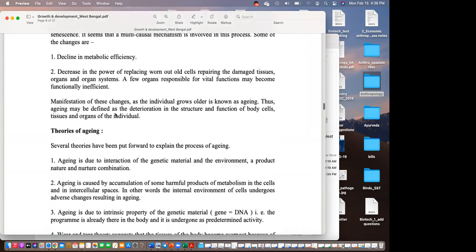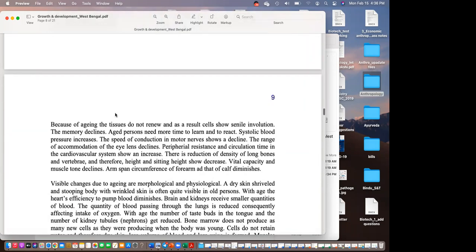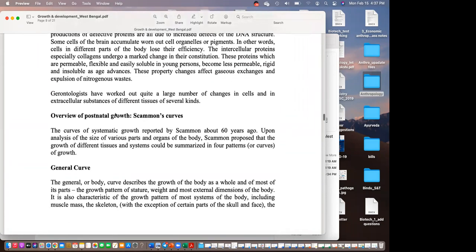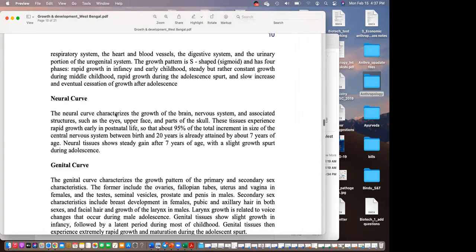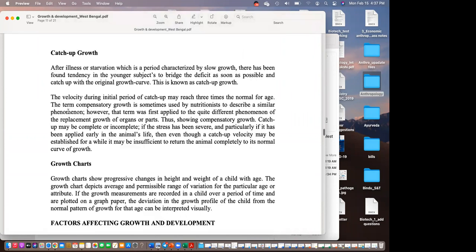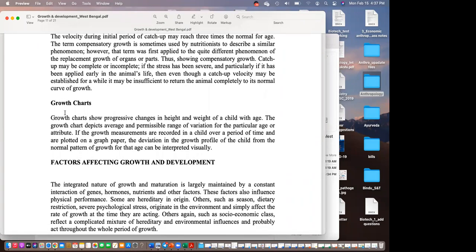Theories of aging, very briefly, they mentioned it here. We're going to discuss this in a bit more detail, and I think those are the important ones I'm focusing on. We don't need these curves. They're not relevant to us. Okay, growth charts, we're going to briefly talk about this as part of nutritional anthropology in Unit 12.